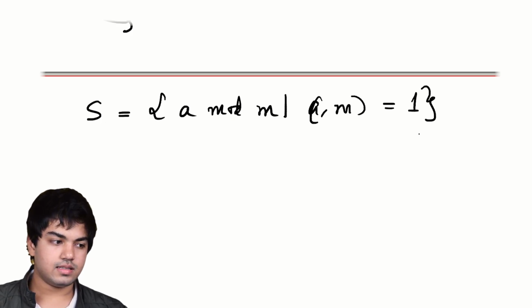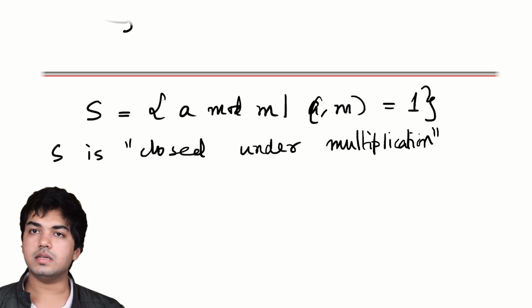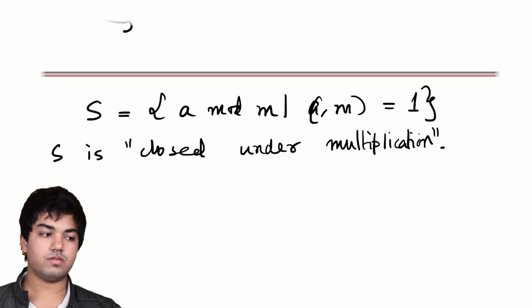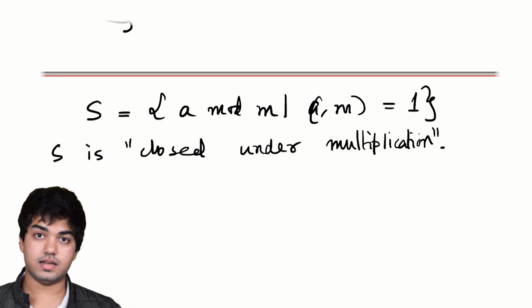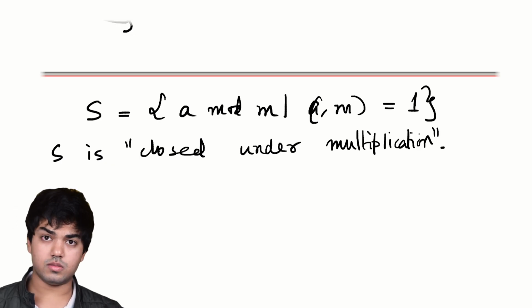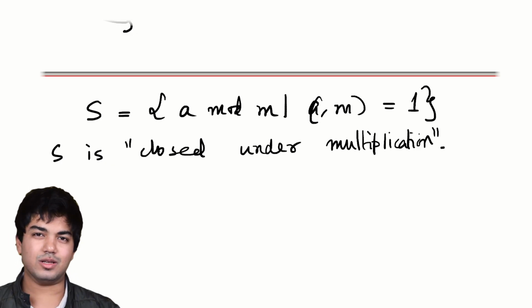then S is closed under multiplication. What does that mean? That if you take a number from S and you take another number from S and you multiply them, it will still be inside S. Which makes sense, right? If you take one number which is co-prime to M, take another number which is co-prime to M, shares no factors with M, you multiply them, obviously you won't magically get another factor, right?